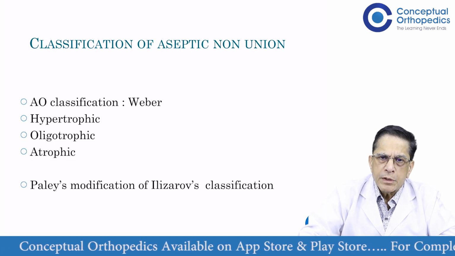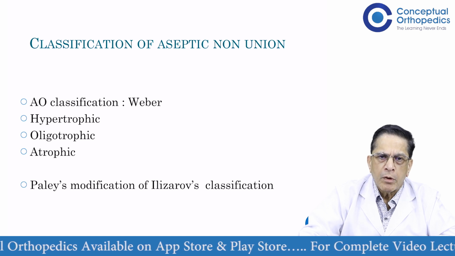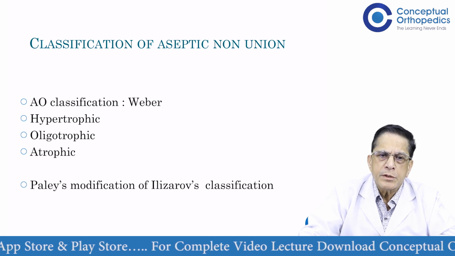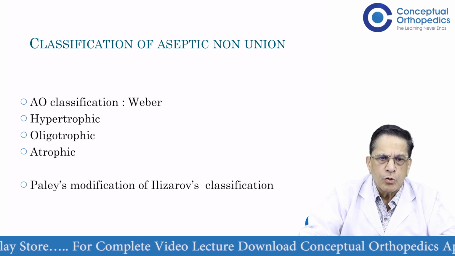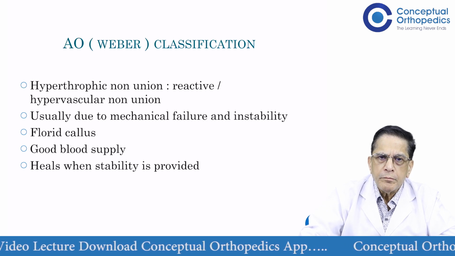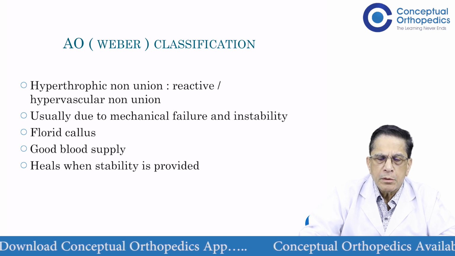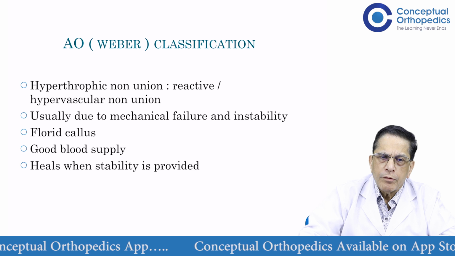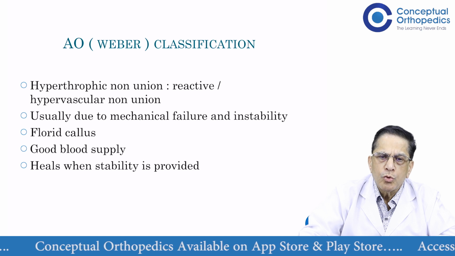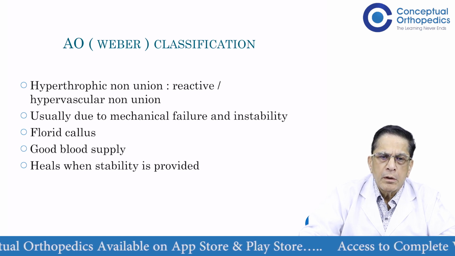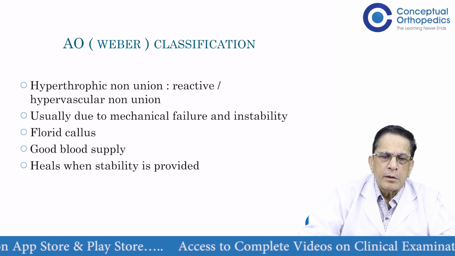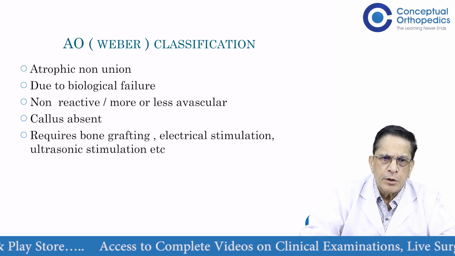The classification of aseptic non-union was first done by Weber and Cech, which is now accepted by the AO classification, which divides it into hypertrophic, oligotrophic, and atrophic. Paley modified Ilizarov's classification. In the AO or Weber-Cech classification, in a hypertrophic non-union, there is a reactive or hypervascular non-union. It is usually due to mechanical failure or instability, which leads to florid callus. There is a good blood supply, and it heals only by providing stability to the fracture.